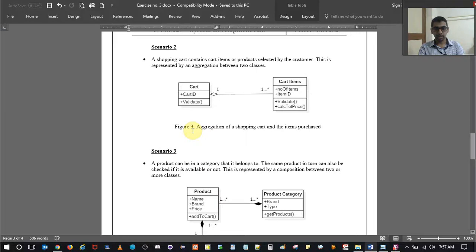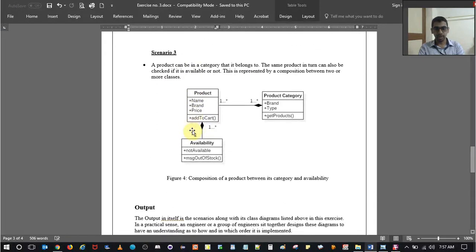Next, moving on, the last scenario that you can see here is the composition. Here the composition is represented between one or more classes. For that instance I've taken 2 classes. So a product category can be composed of products, and that product can be checked if it's available or not. The multiplicity here is many to many.